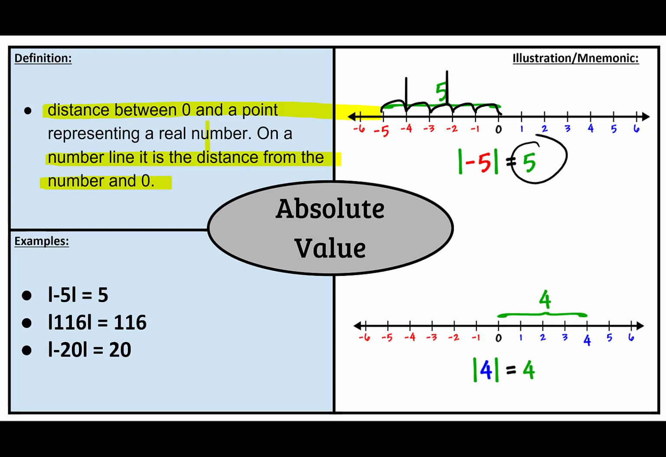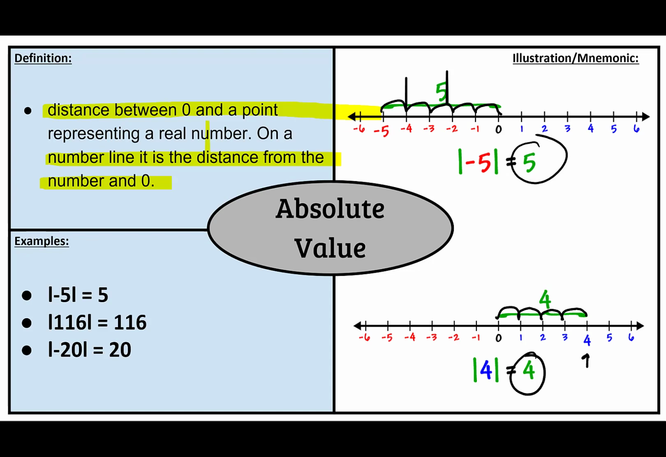Similarly, in this example down here, the absolute value of 4, we find 4 on the number line right here. And 4 is 1, 2, 3, 4 spots away from 0. Thus, 4 is the absolute value.